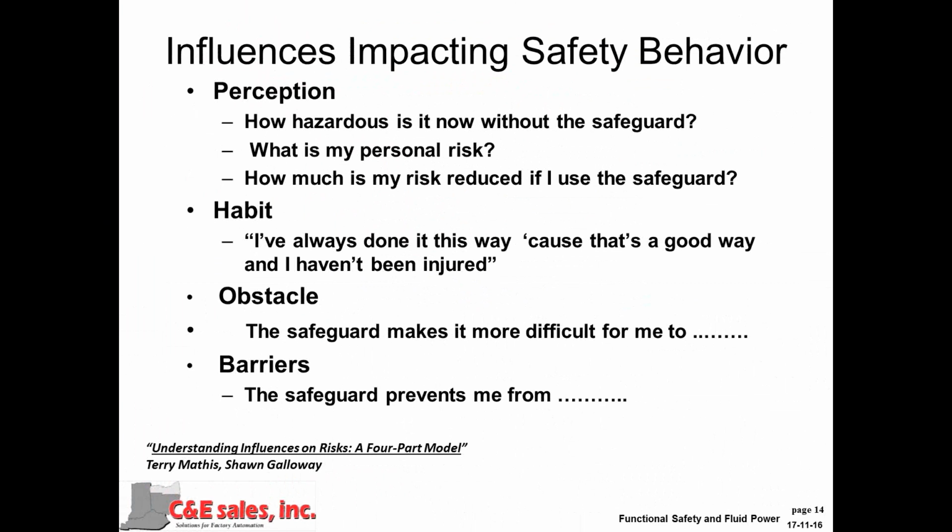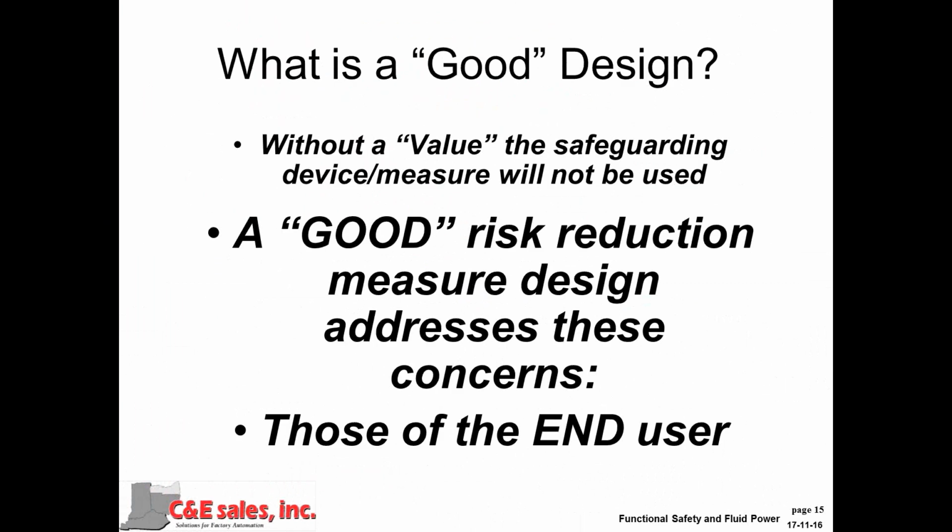There was a study done which indicated what influences safety behavior. It's a matter of perception, which we just talked about, and habit: I've always done it this way, I'm comfortable. One of the main reasons that we like to suggest that the safeguards and methodologies be installed with the equipment and not added later is so you don't have to fight that habit issue. And then there are obstacles, where the safeguard makes it more difficult for me to perform some task. And in some cases, even barriers, where the safeguard prevents me from performing such a task.